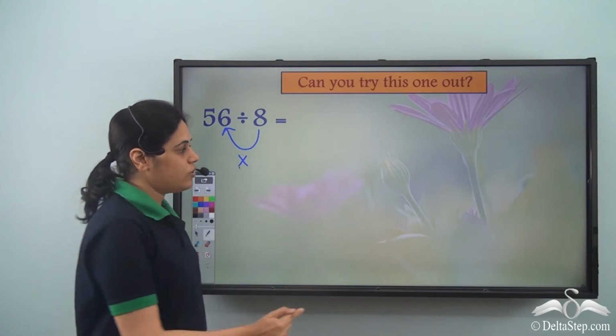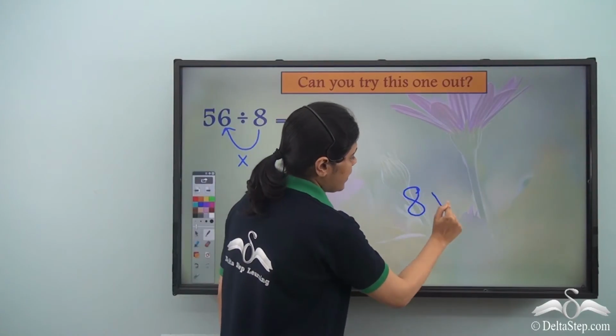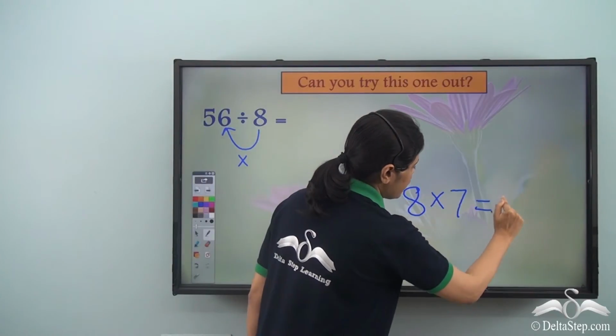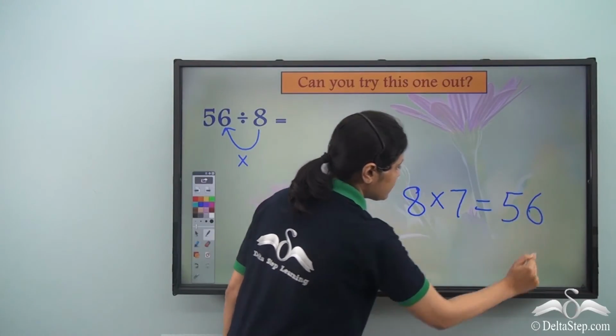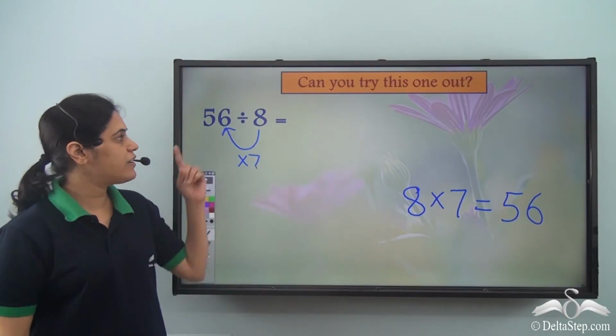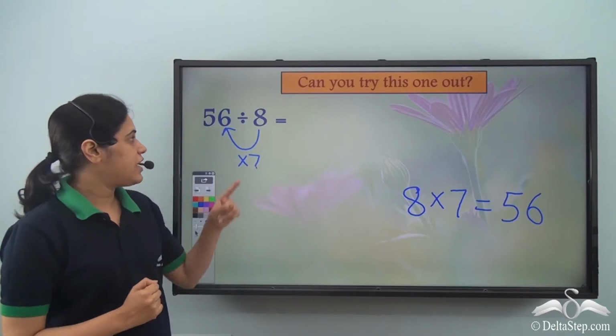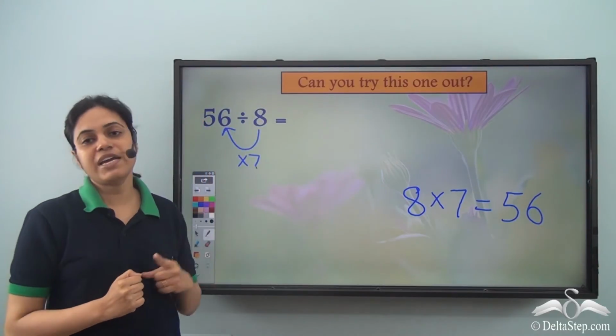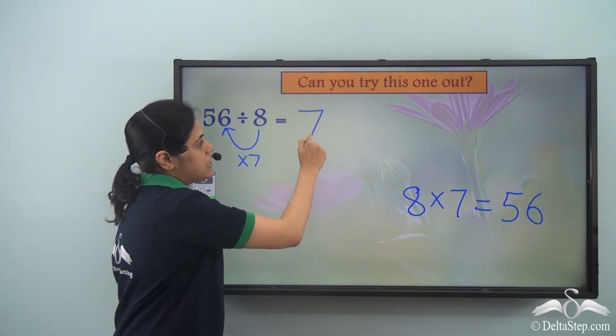So we know that 8 into 7 is 56. So I need to multiply 8 by 7 to get 56. Therefore, 56 divided by 8 is 7.